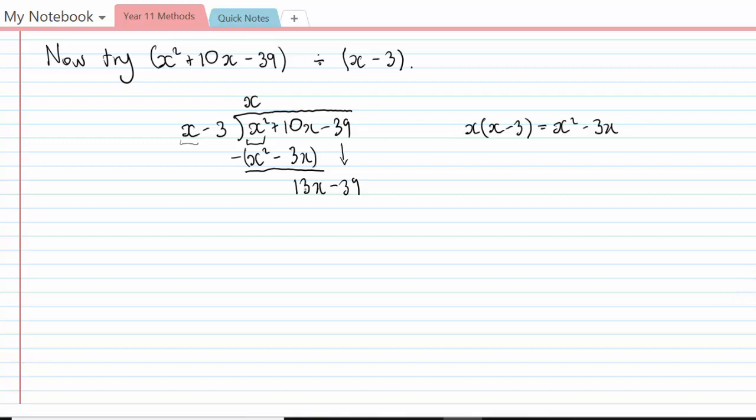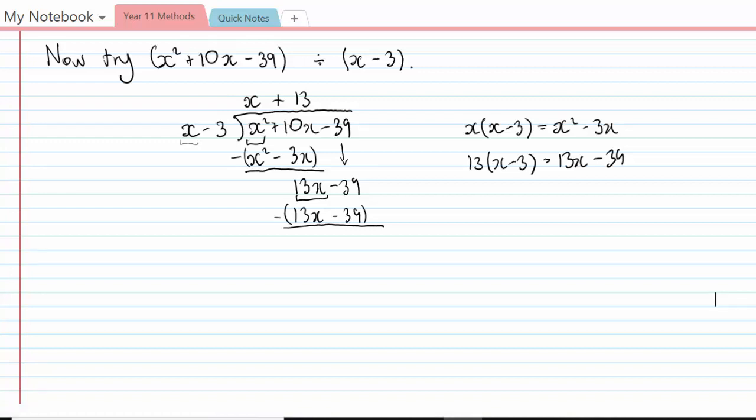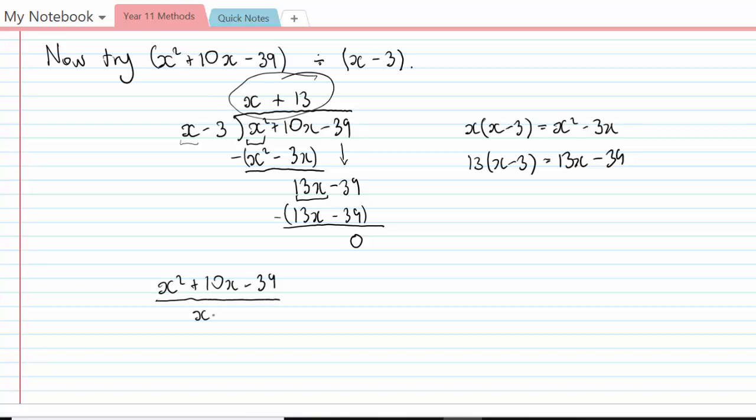So we say how many x's are there in 13x, and the answer to that is that there are 13 of them. And so we multiply the 13 by the x minus 3, which gives us 13x minus 39. And I'll subtract that now. 13x take away 13x is nothing. Negative 39 take away negative 39. Again, the take away negative makes it plus, so it's negative 39 plus 39, which is 0. And so you can see our answer up here. Okay, and so we can say that when we do x squared plus 10x minus 39 divided by x minus 3, that's actually equal to x plus 13.